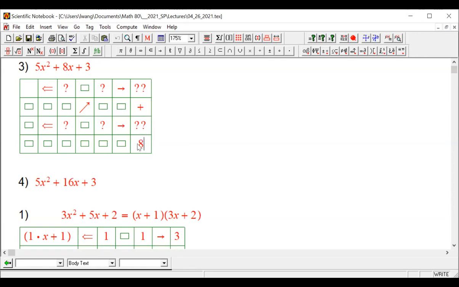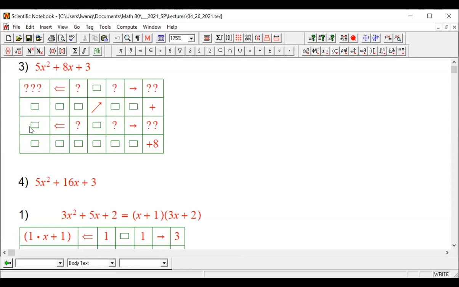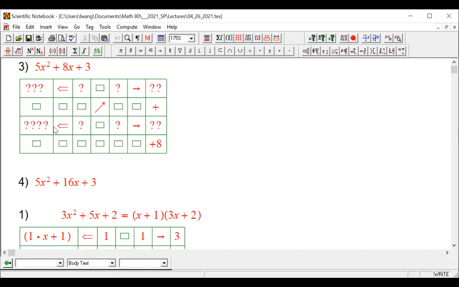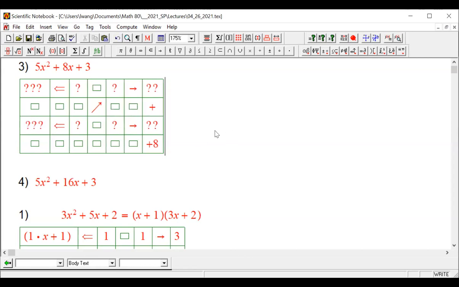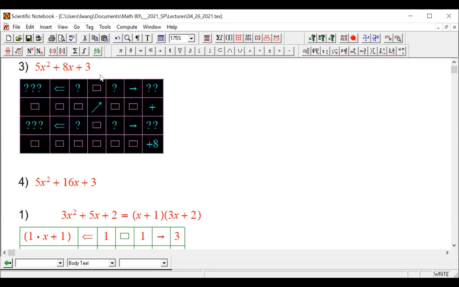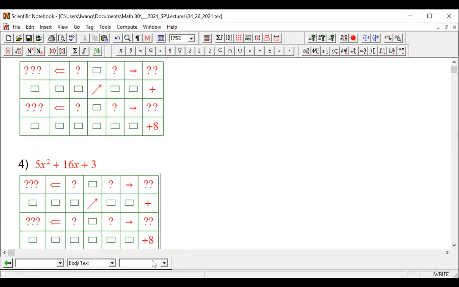Matching 8, right? Matching positive 8. And now we can get our factors. So the question mark is easier. You only have to fill in the numbers at the one question mark, and the other question mark, and the number to match. The number to match here is 16.